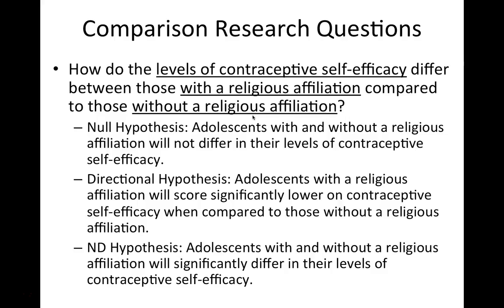So we can see here for the null and the non-directional hypothesis that these are phrased very similarly. So adolescents with and without a religious affiliation, this is our independent variable, the two groups that we have, will not differ and will significantly differ in their levels of contraceptive self-efficacy. So for the non-directional hypotheses, we can phrase those in pretty much identical ways, with the exception of saying that there will not be a difference in the two groups versus there will be a difference in the two groups.